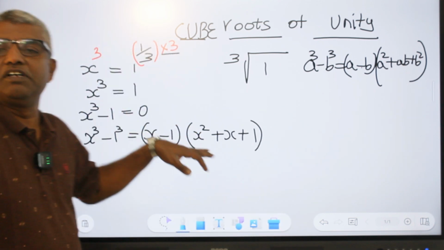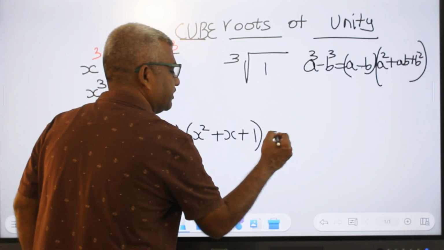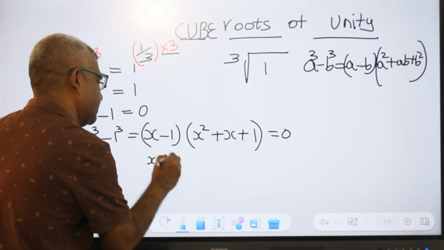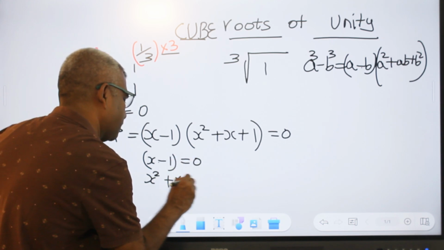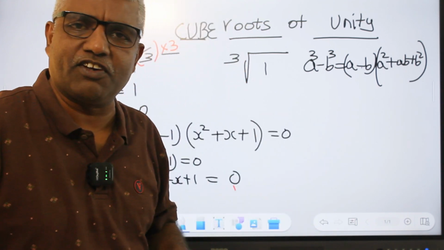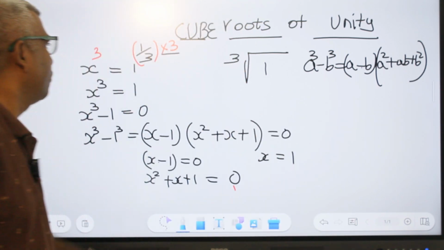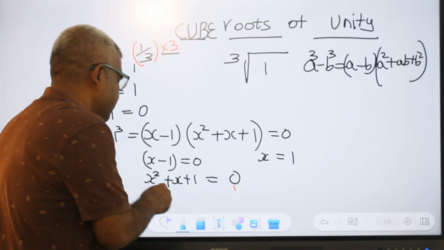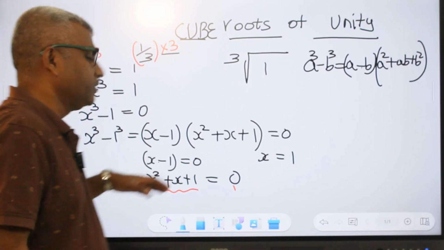Now we are going to solve this. X minus 1 is equal to 0 or x squared plus x plus 1 is equal to 0. If x minus 1 is equal to 0, then x is equal to 1. That is one root we found out from the cubic. Then x squared plus x plus 1, how are we going to solve it?